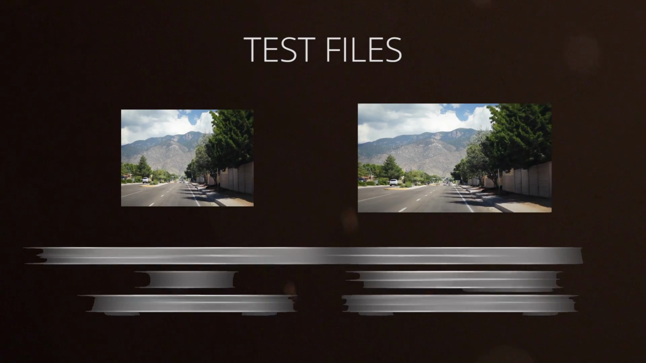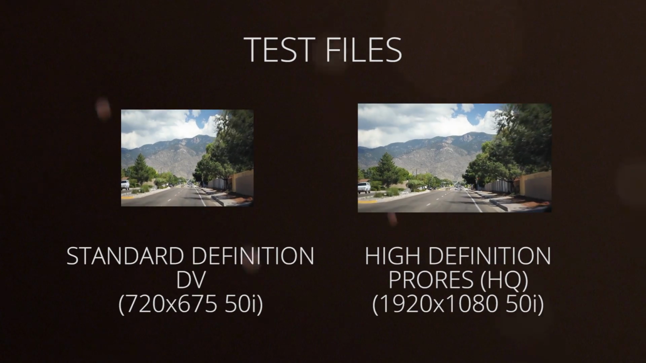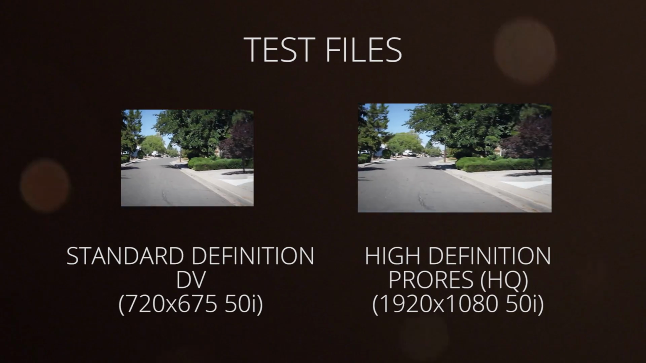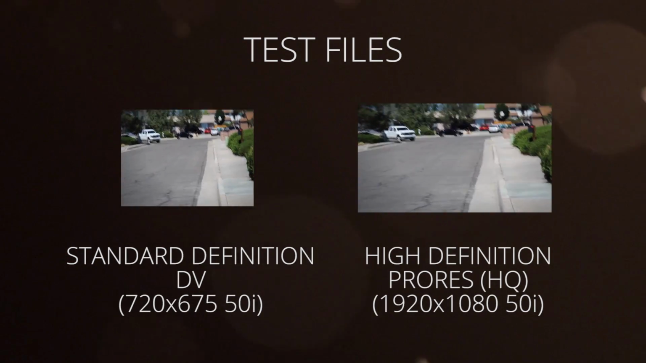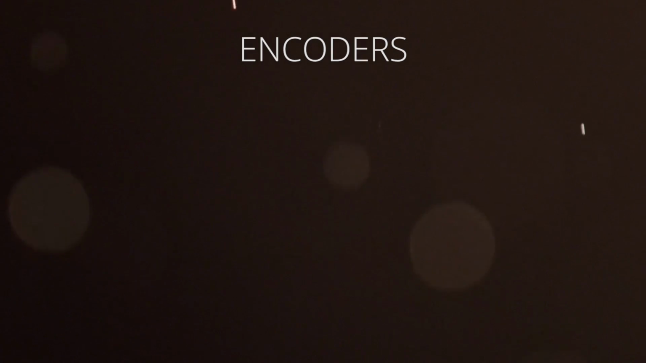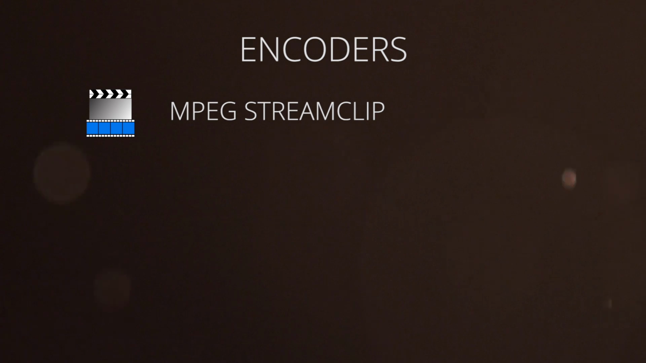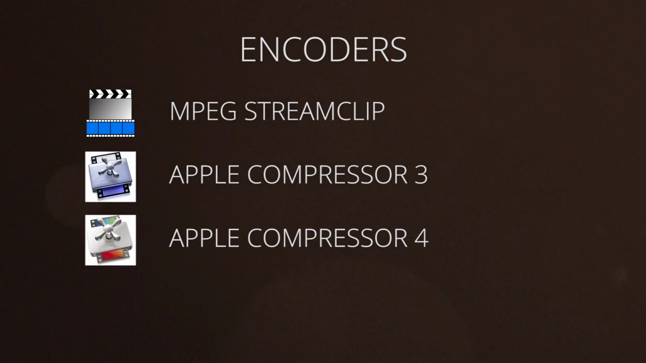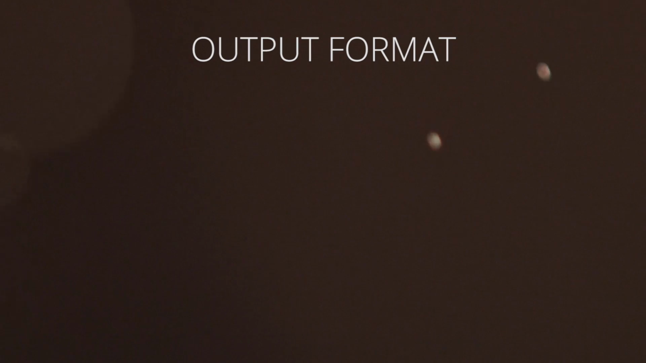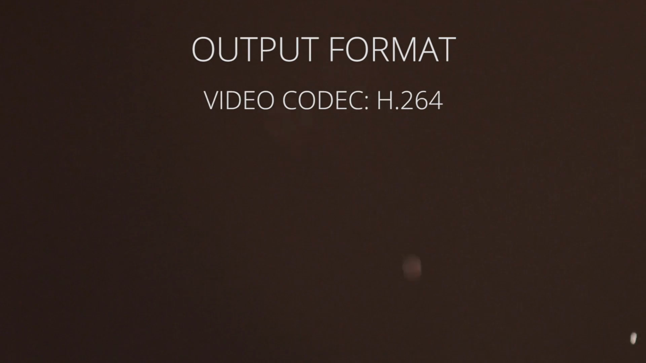At first, I prepared two video files, 1 minute long each. The first one is a standard definition DV file with interlace, and the second one is an HD ProRes IHQ file with interlace as well. I encoded these files with four encoders I'm familiar with: MPEG Streamclip, Apple Compressor 3, Apple Compressor 4, and Adobe Media Encoder CC 2014. The output format is, as I said before, H.264.